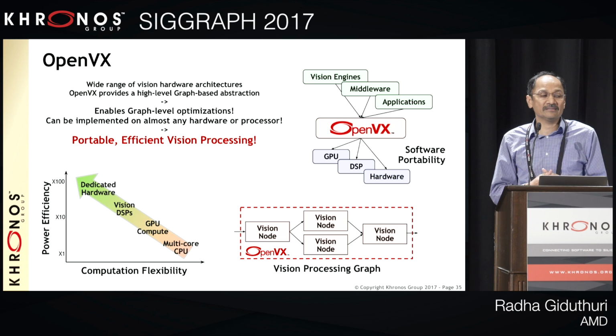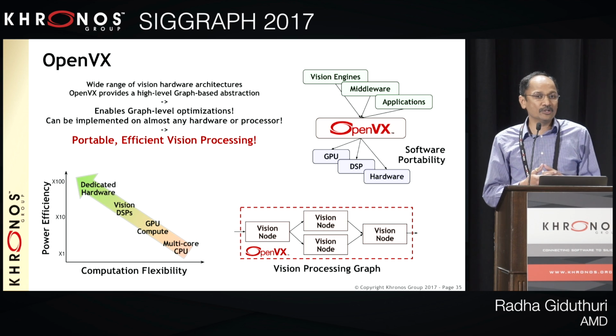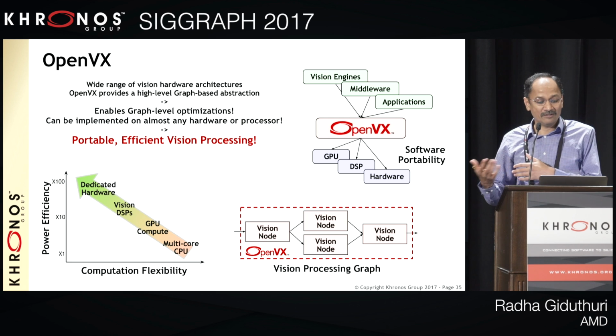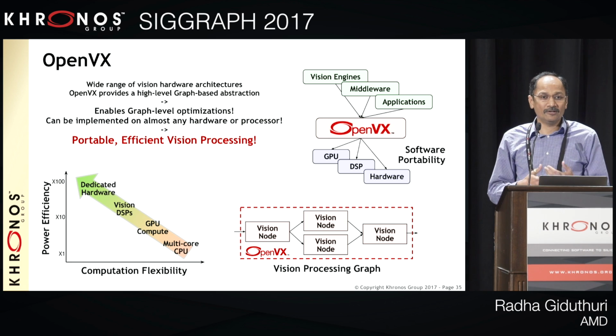So the fact that the application specifies at a high level its intent of what the whole compute end-to-end is, gives a platform vendor the ability to look at the whole graph and say, okay, how do I map it to my own hardware, independent of whether it's a DSP or CPU or a GPU. They map it differently depending on the hardware. And that's the essence of the whole thing.